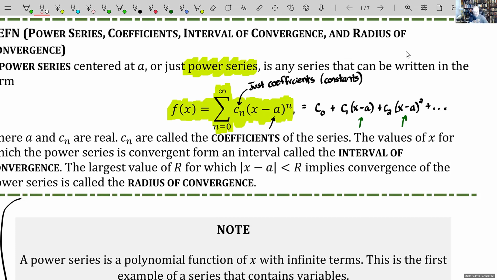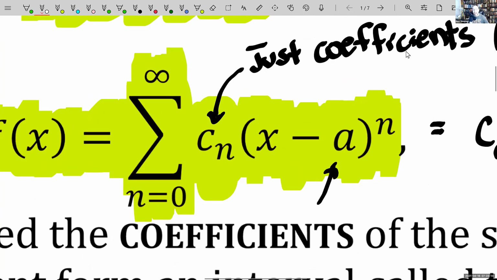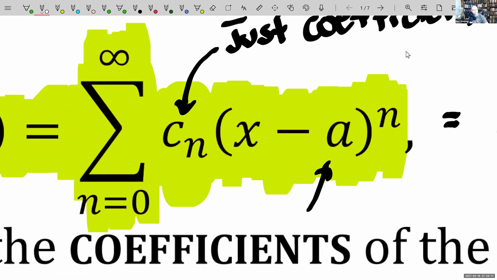Somebody hands us a summation that involves x, and they also hand us the coefficients of that summation. That's what all of this notation is. Let me point at things. There's the coefficient of the nth power of x, and because of x minus a, we say the power series is centered at a. Often we'll deal with power series just centered at 0. So it'll be x to the nth, not x minus a. That's technically x minus 0, so it's centered at 0.